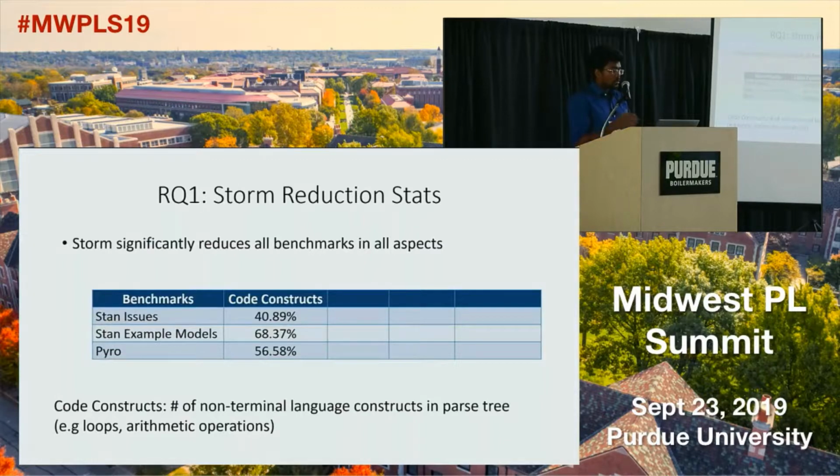So we evaluated the reduction quality in a number of metrics. First is the code constructs, which is the number of non-terminal language constructs in the parse tree. And we obtain up to 68% reduction in code constructs. We see a similar trend for lines of code, and we obtain up to 49% reduction for Stan example models. The data reduction is highest in Pyro among the three cases. And for iterations, we found out you only need to run up to 10% of the iterations to reproduce the bug.